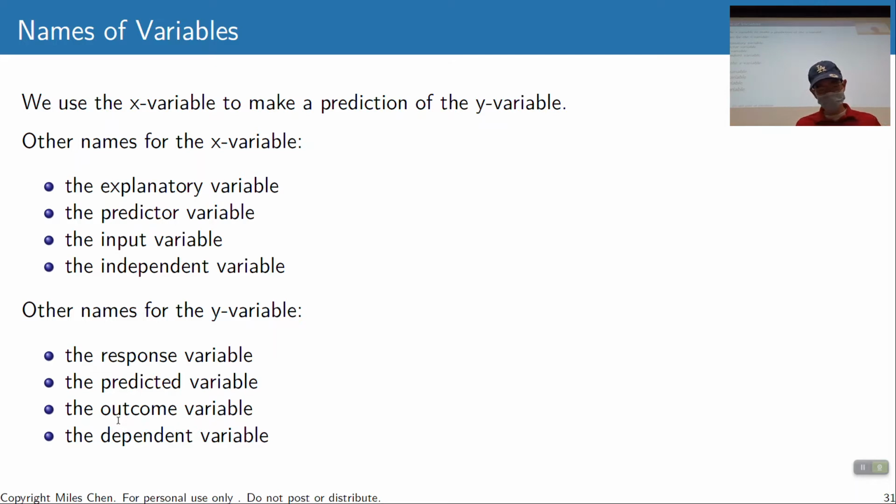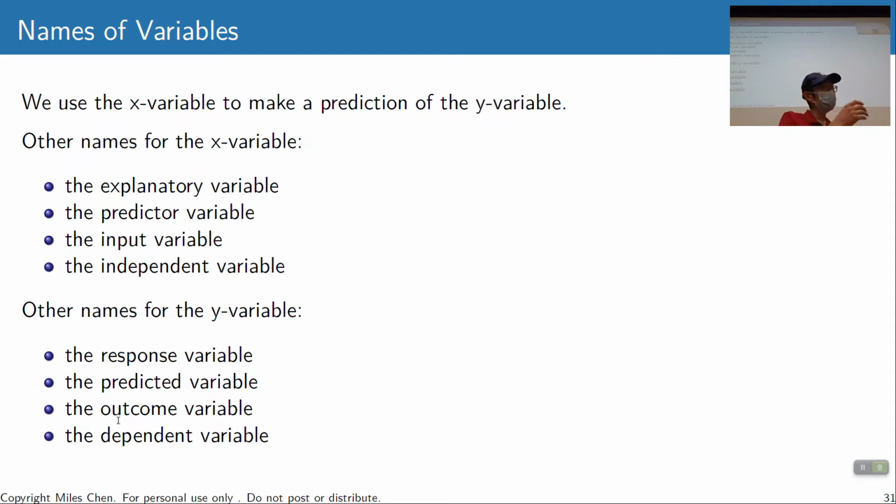So when we do this, we have to talk about our x variable and our y variable. Depending on the textbook and the problem, you might see different names for x and y. Other names for x are the explanatory variable, the predictor variable, the input variable, the independent variable. Other names for y are the response variable, the predicted variable, the outcome variable, or the dependent variable. In all of these, we're using x to make a prediction for y. We're putting x in, and we're getting y out. That's kind of the idea.